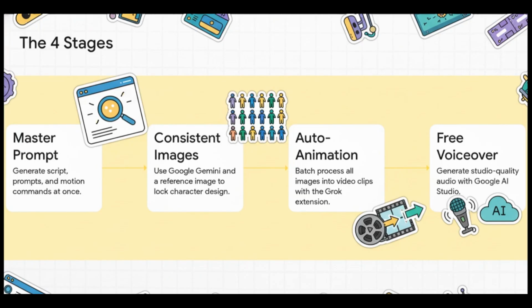First, it all starts with what I call the master prompt. This thing does all the heavy lifting. Then we generate perfectly consistent images every single time. After that, we completely automate the animation. And finally, we'll get a studio quality voiceover without paying a single dime.